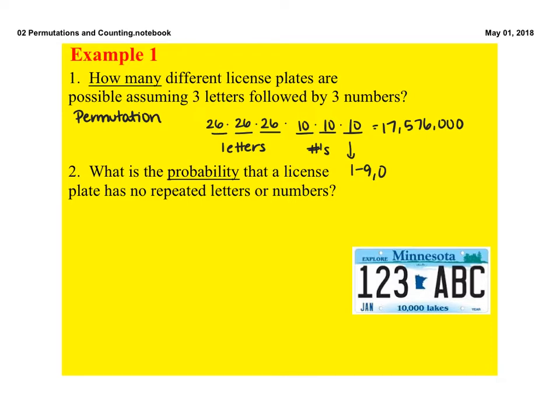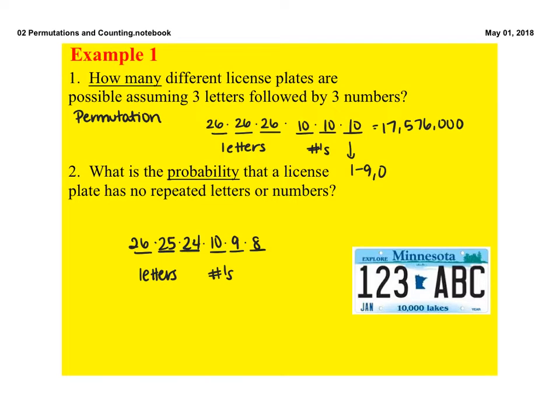It says, what is a probability that a license plate has no repeated letters or numbers? So the order still matters. It's still a permutation. We start with letters and then followed by numbers. Except now we start with 26 letters, but if I use L in the first letter, I can't use L again, so I'm down to 25 letters after that, and then 24. It says no repeat letters or numbers, so in this case I have 10 digits I'm working with, but then after I put a digit in that first spot, like let's say it's 6, now I'm down to only 9 digits to work with or choose from, and then 8 digits.